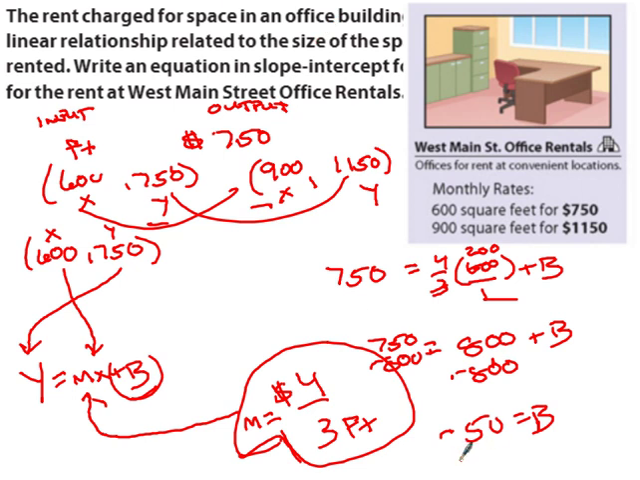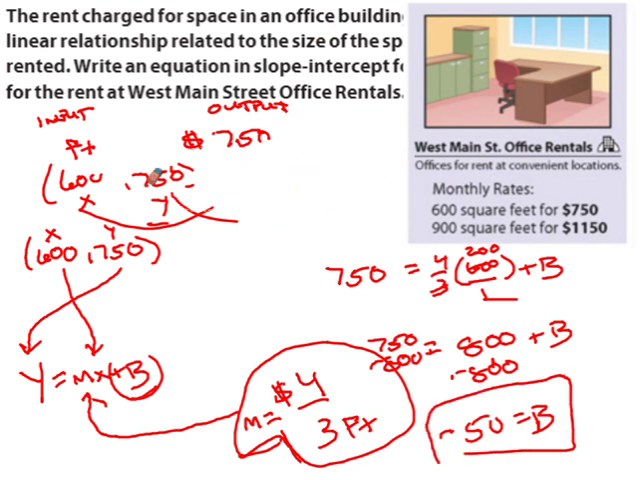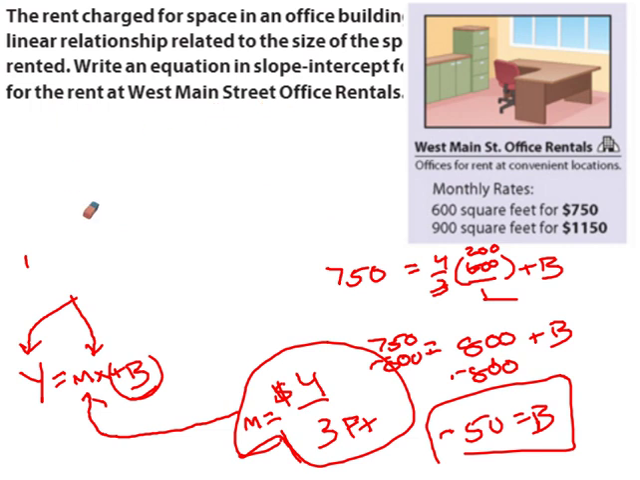So now I have my y-intercept, I have my slope, I can finally write an equation. So let me erase a little bit more for you here. y equals mx plus b. So that means I have 4/3 x, that's a weird x, sorry, minus 50. 4/3 x minus 50. That would be my equation for this particular situation.